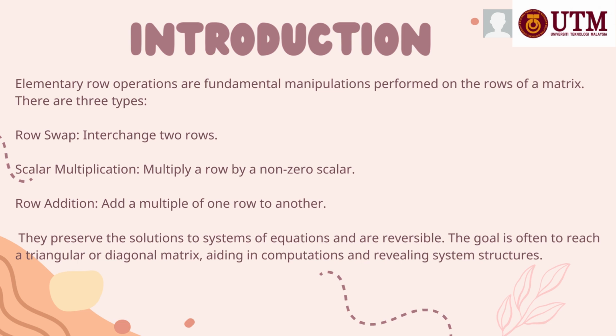So let's start our video with my simple explanation about this note. Elementary row operations are fundamental manipulations performed on the rows of a matrix. There are three types. First, row swap: interchange two rows. Second, scalar multiplication: multiply a row by a non-zero scalar. And the last type is row addition: add a multiple of one row to another.